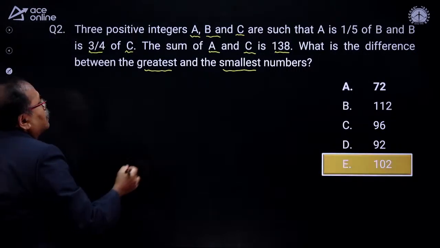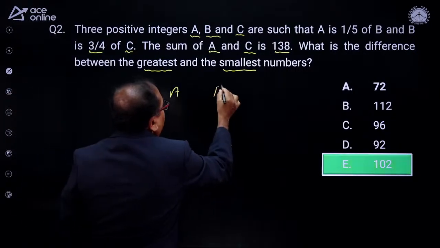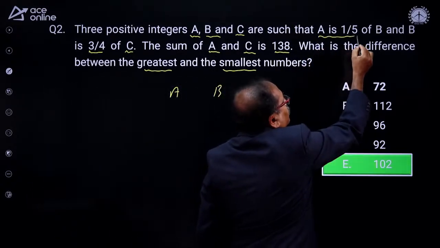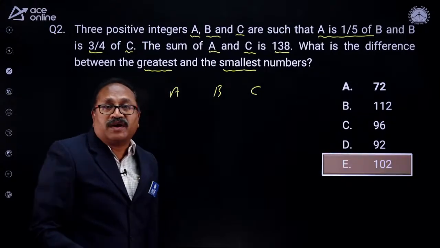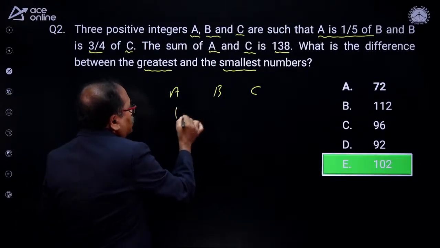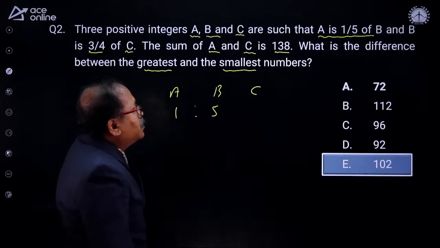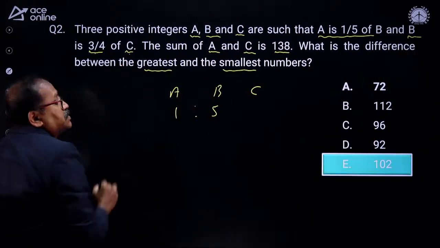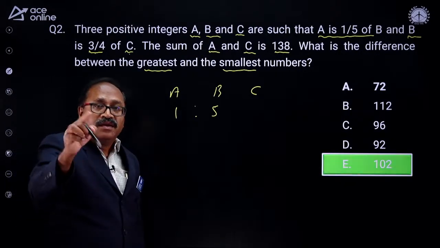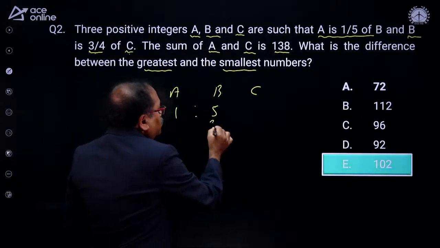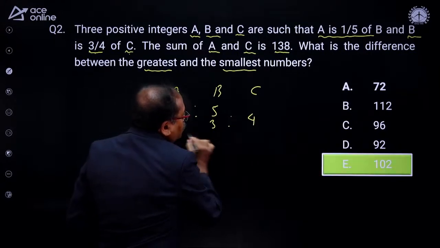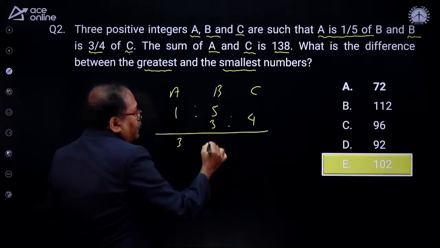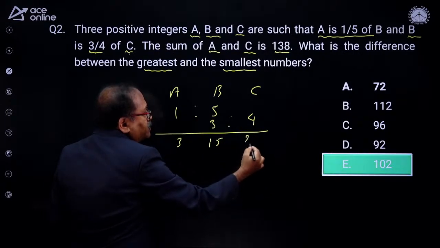How do I get the ratio of A, B and C? It is said that A is 1/5 of B. So A to B is 1:5. And it is also said that B is 3/4 of C. That means if B is 3, C is 4. So that is 3:4. I have this ratio. Let's find the continued ratio. 3:1 is 3, and 5/3 is 15, and 5/4 is 20.